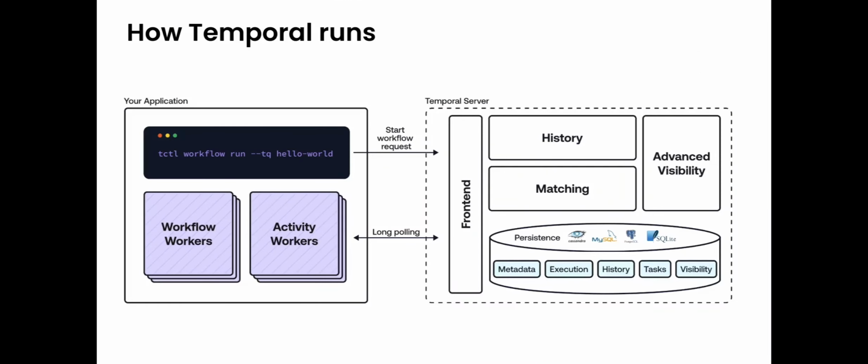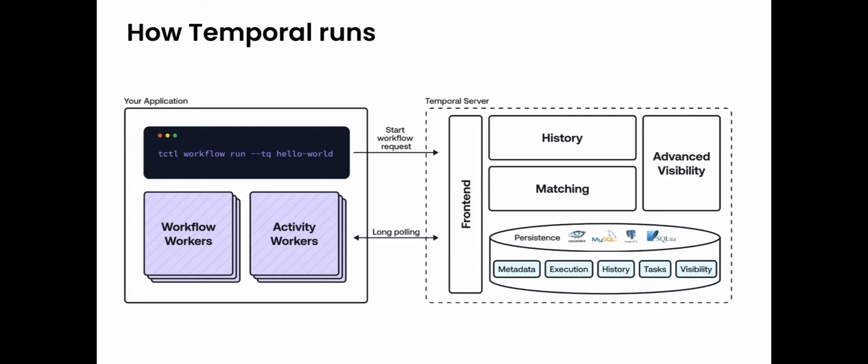So let's talk briefly about how Temporal runs. On the left side is your application, and the right side is the Temporal server. In this case, we have two pools of workers. We have workflow workers and activity workers. And so we're going to use the tctl, which is our CLI, to execute a workflow in the task queue hello world, which also can be done through the SDK. It's going to communicate with the Temporal server, which is going to start a workflow request, and it's going to be then picked up by our activity workers, which are polling against the Temporal server.